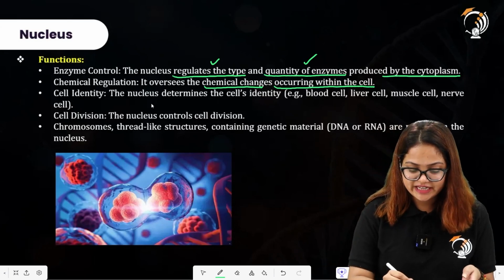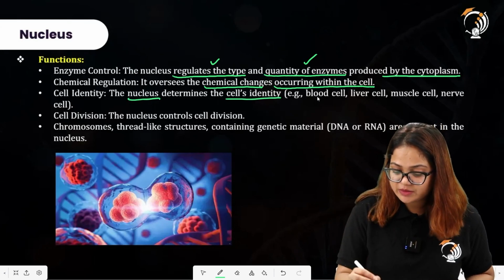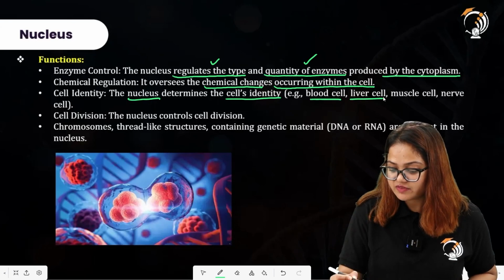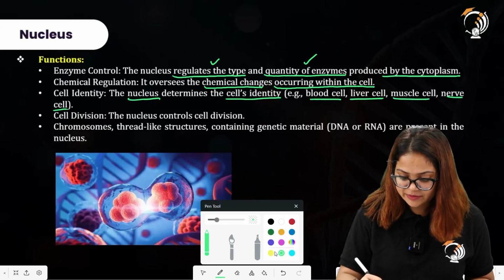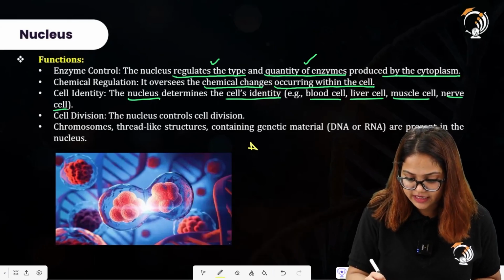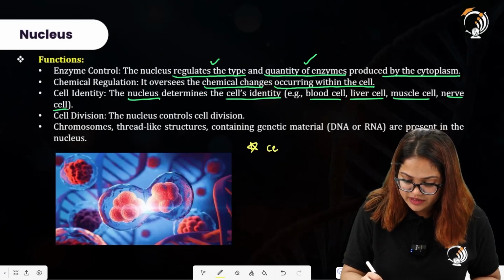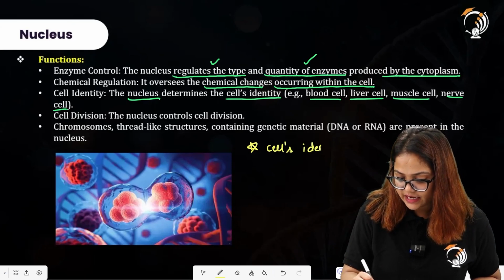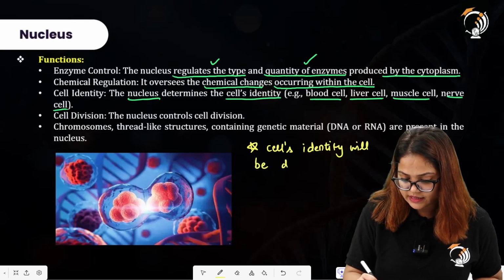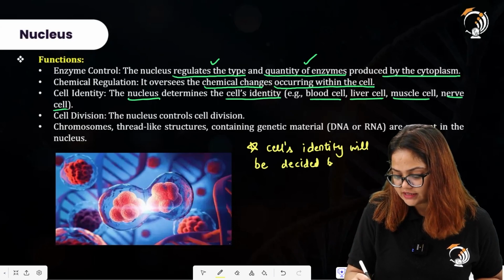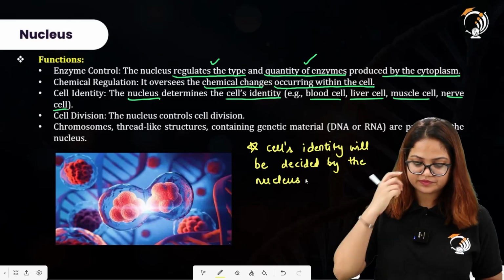Then we have the cell identity feature. The nucleus determines the cell's identity, that is, whether the cell will be a blood cell, a liver cell, a muscle cell, or a nerve cell. So the identity is decided by the nucleus. You can write it here in simplified language that the cell's identity will be decided by the nucleus.